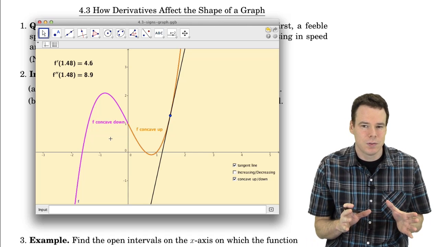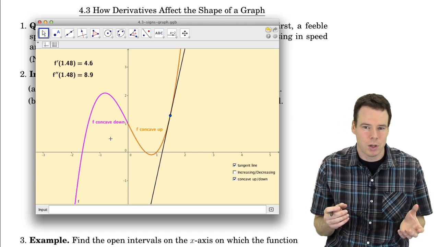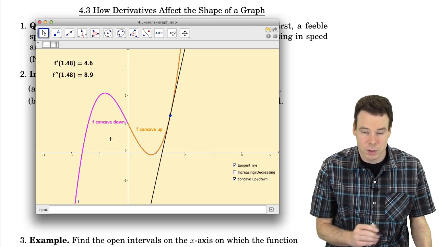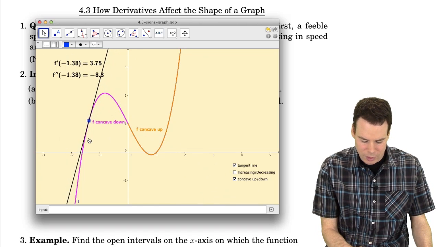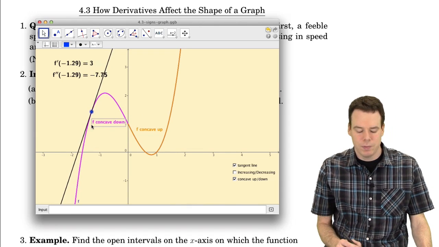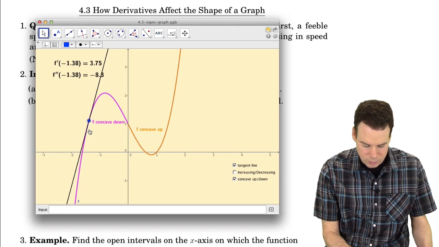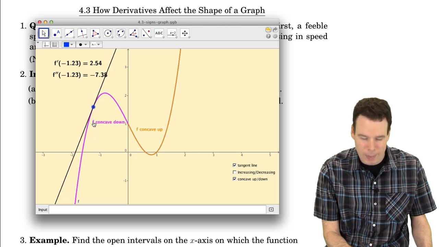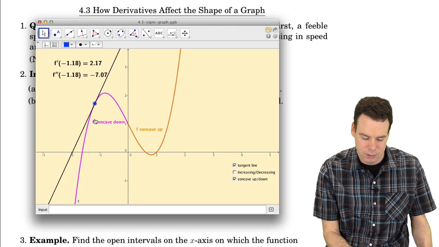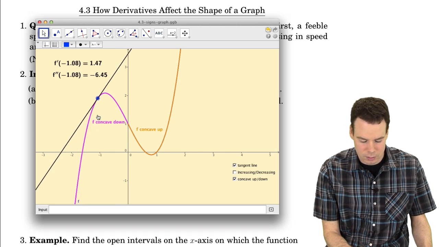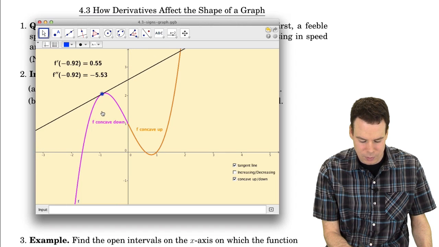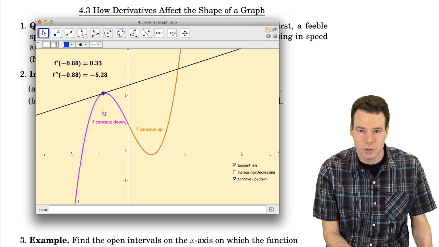Now, how can we get this information about whether it's concave up or concave down from the function or its derivatives? Well, let's look at what happens when we're on a portion of the curve where it's concave down. As I'm sweeping along the curve on a concave down portion, what's happening to my tangent lines? Well, their slopes are decreasing. The tangent slope is getting less and less steep. So the derivative is decreasing.